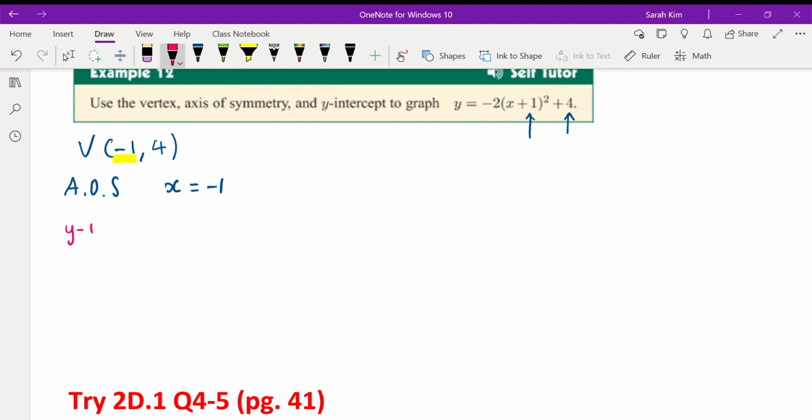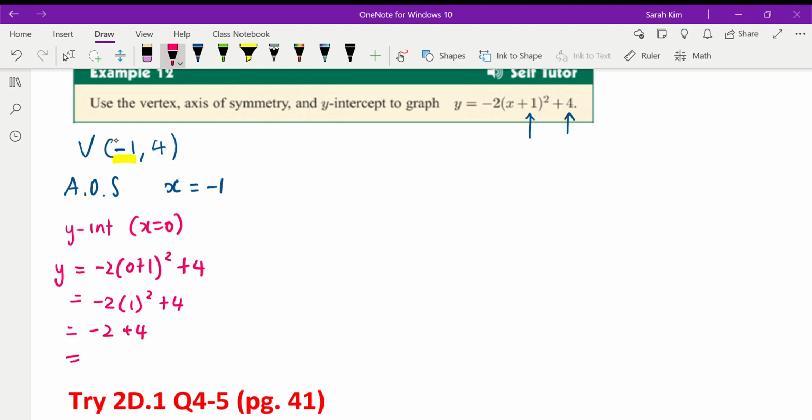Y-intercept, if I want to find the y-intercept, I just substitute in x equals 0. So let's do that. Minus 2 plus 4 is 2. Now I just need to figure out if it's a concave up or a concave down graph. So I need to expand that out with another x. My x squared coefficient would look something like this. Therefore, minus 2 is my A, and therefore it's going to be a concave down graph.